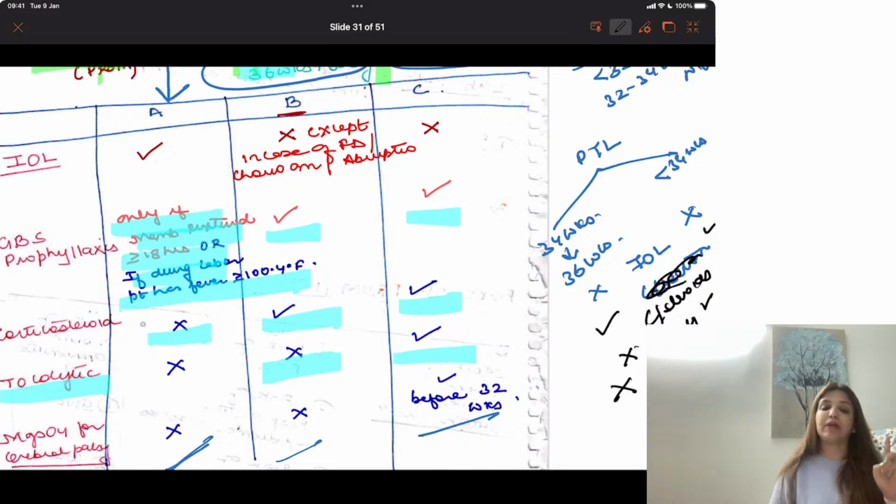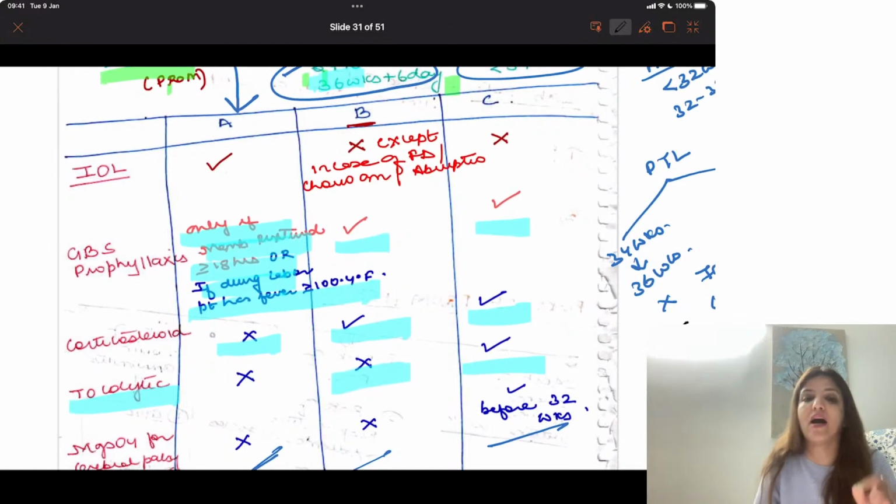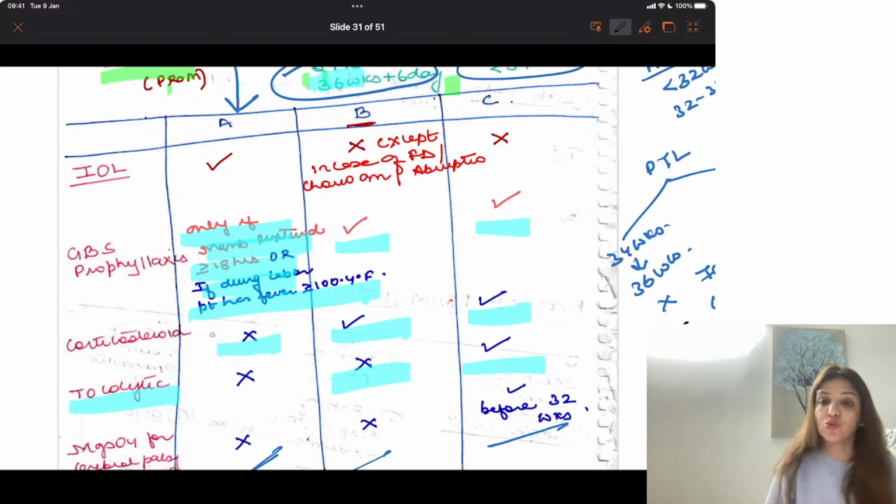So in PROM and preterm labor, two differences you have to remember. One is in PROM, you have to go for induction of labor. Number two, in PROM, GBS prophylaxis is given only if membranes are ruptured for more than 18 hours or if the patient has fever of more than 100.4 degree Fahrenheit. Whereas in preterm labor, you have to give GBS prophylaxis in all cases, and in preterm labor, you never do induction of labor. Clear to all of you?